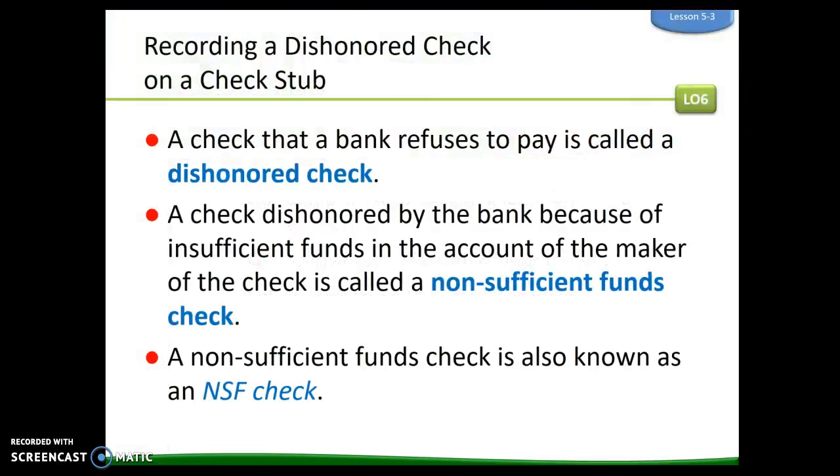Alright, recording a dishonored check on the check stub. Dishonored checks are checks that the bank refuses to pay. It could be for multiple reasons, like non-sufficient funds, a check dishonored by the bank because of insufficient funds in the account of the maker. The non-sufficient funds check is also known as an NSF check. There are other reasons for dishonored checks. Somebody else could have canceled the check, meaning they called in and said to stop payment on that check. There's no funds in the account. Other reasons could be honest, but it's still a dishonored check.